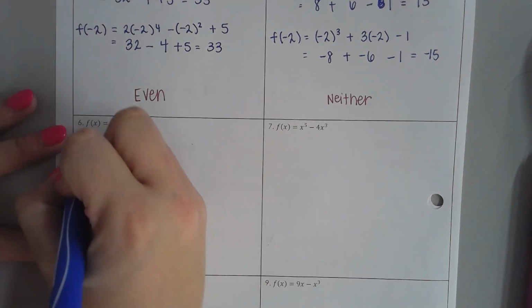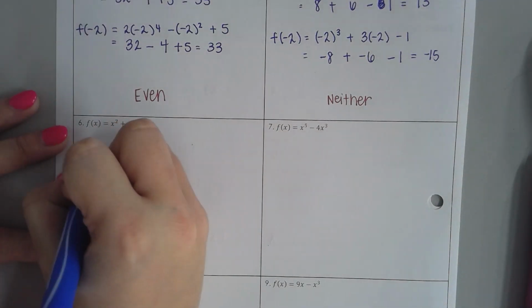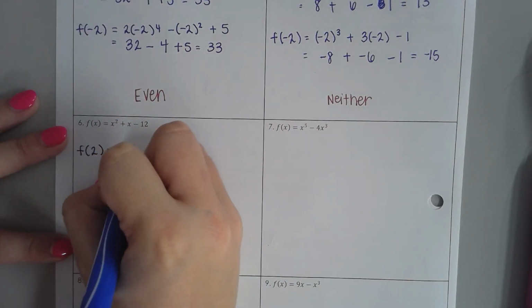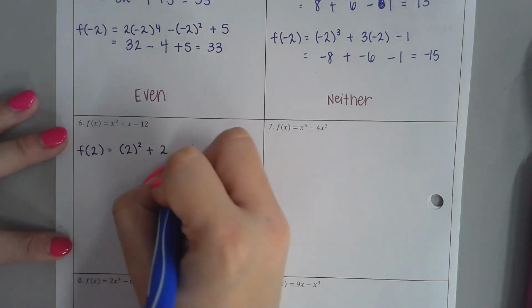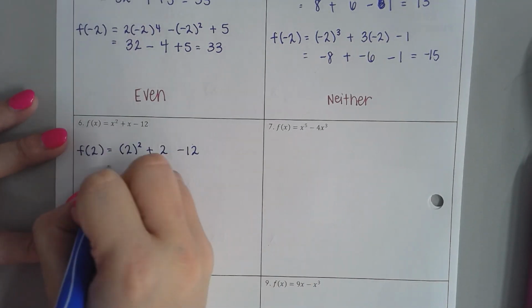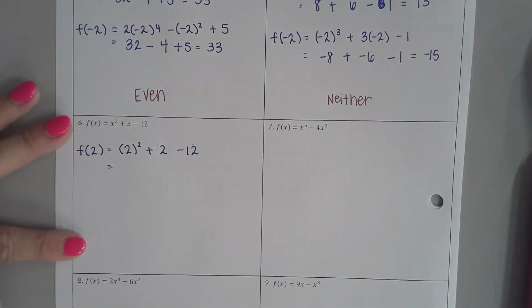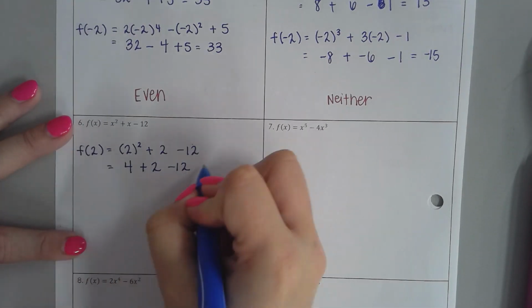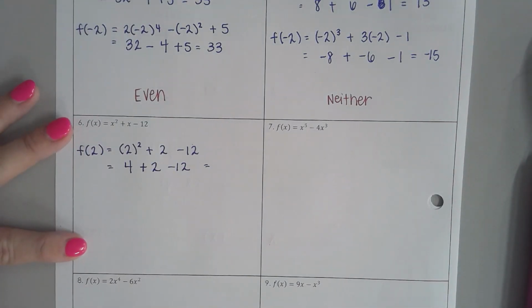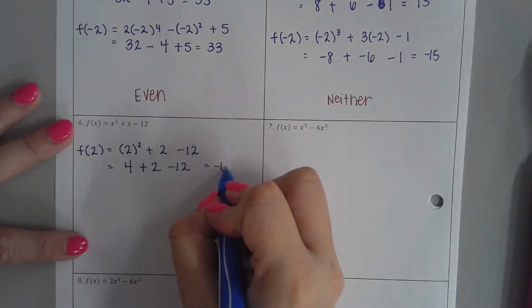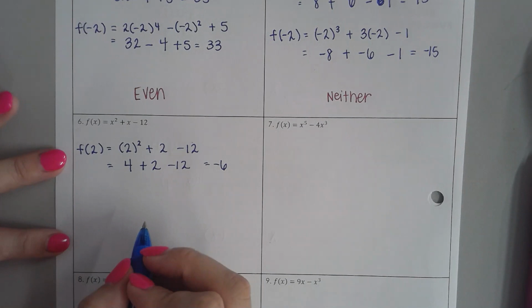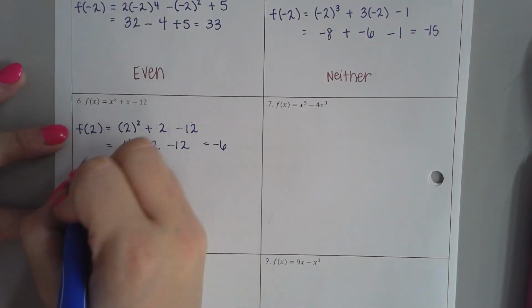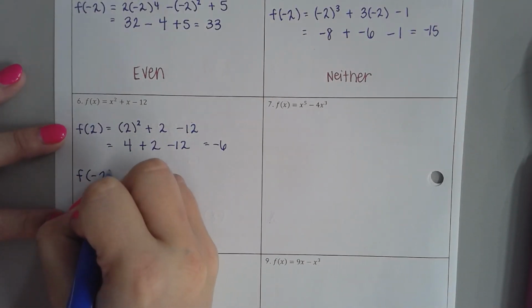Number 6, f of 2. 2 squared plus 2 minus 12. That would be 4 plus 2 minus 12. 6 minus 12 is negative 6. F of negative 2.